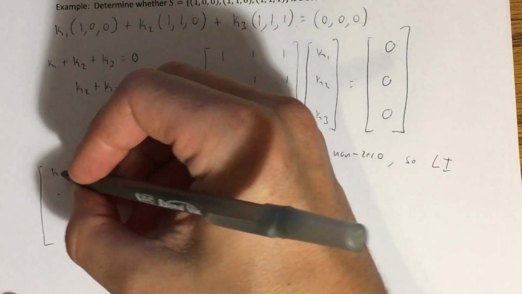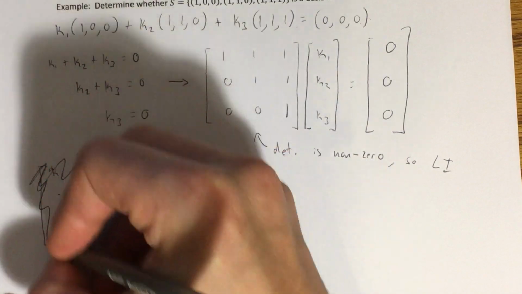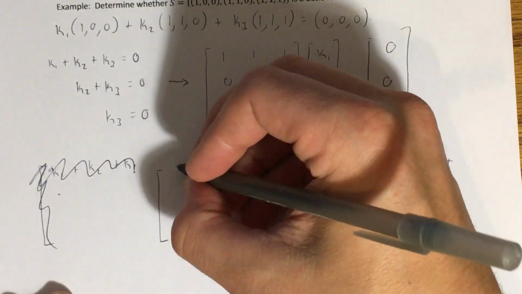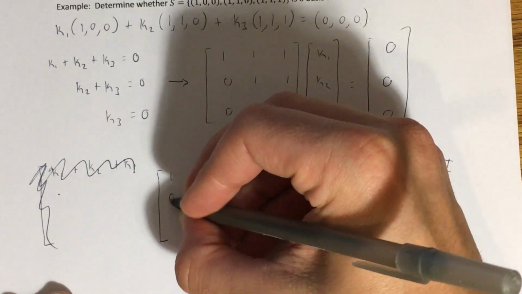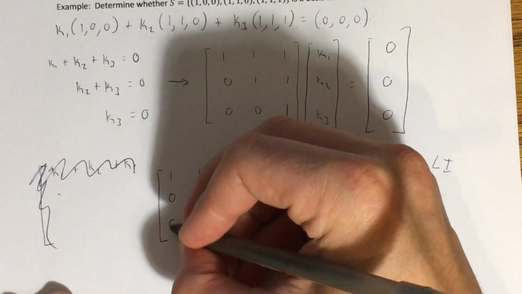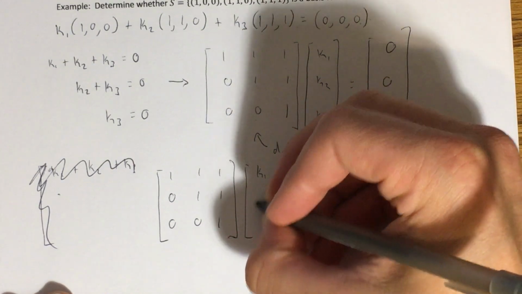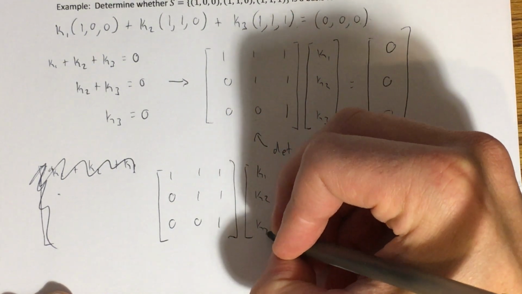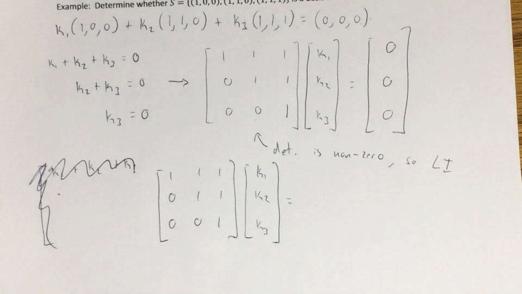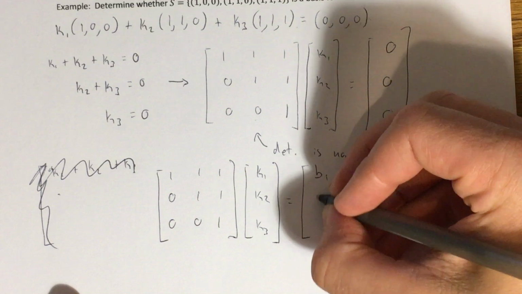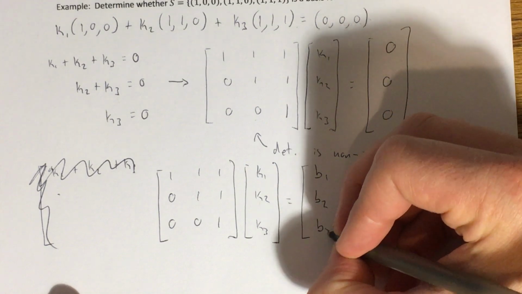Oops, sorry, I'm not writing that correctly. Let me fix that. Actually, yeah, that would have worked. But let's just go straight to the matrix equation. [1, 1, 1; 0, 1, 1; 0, 0, 1] times K1, K2, K3. And instead of setting it equal to the 0 vector, I set it equal to an arbitrary vector from R3, B1, B2, B3.